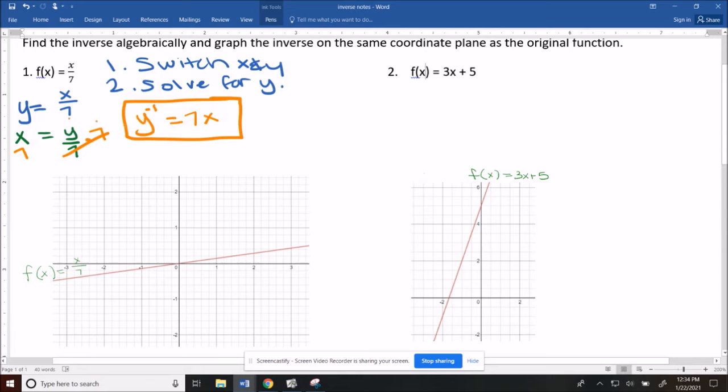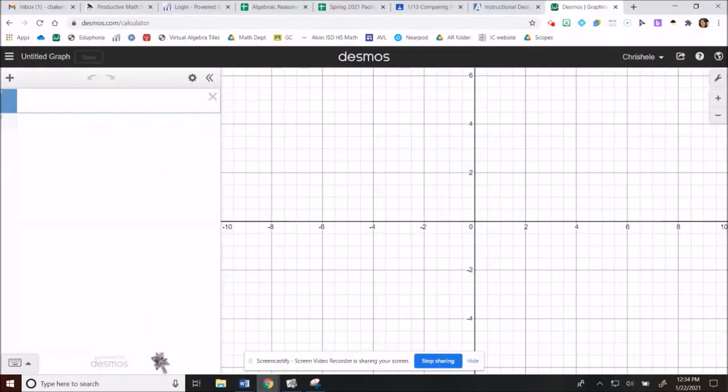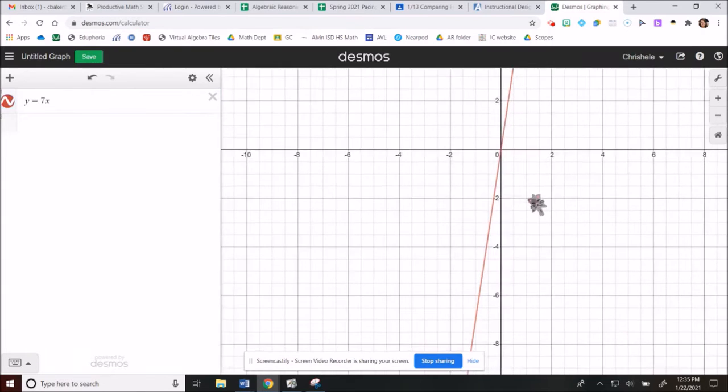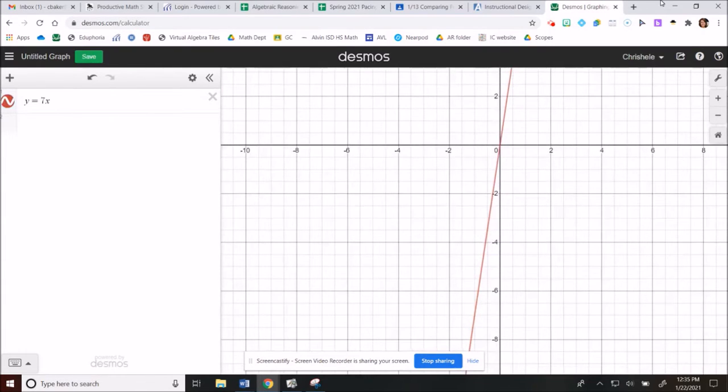So what does y equals 7x look like? Well, I have my graphing calculator right here, and I can type in y equals 7x, and I see I have a pretty steep line. It's going to have the point 1 comma 7. And I have 0, 0, obviously. And then I'll have -1, -7 on there.